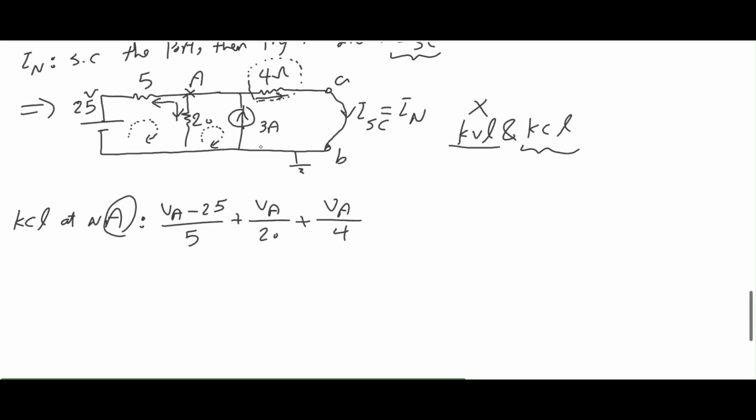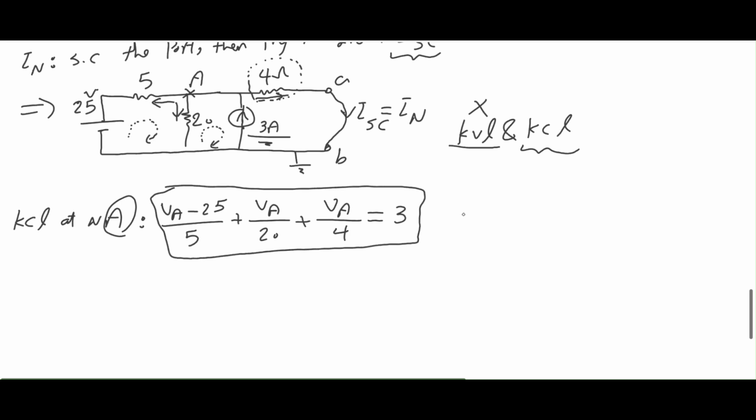And do I have anything else? Yes. I have 3 amps going into node A, so I'm going to just bring 3 amp to the other side of my equation. Equals 3. Perfect. I have just one equation, one unknown. Can I figure out VA? The answer is yes.